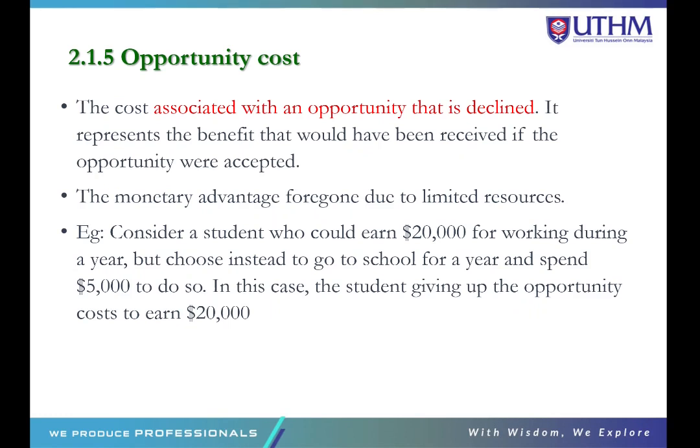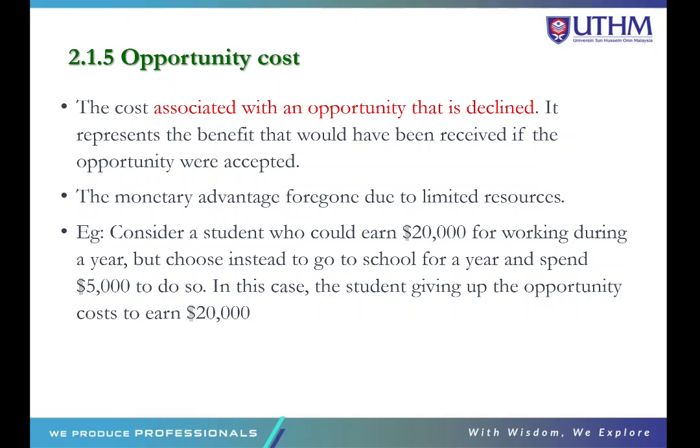Okay, the opportunity cost. The cost associated with an opportunity that is declined. It represents the benefit that would have been received if the opportunity were accepted. Okay, the monetary advantage foregone due to limited resources. For example, consider a student who could earn 20,000 for working during a year, but chooses instead to go to school for a year and spend 5,000 to do so. So in this case, the student is giving up the opportunity to earn 20,000. Okay.